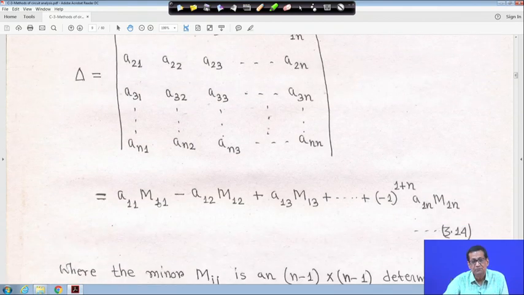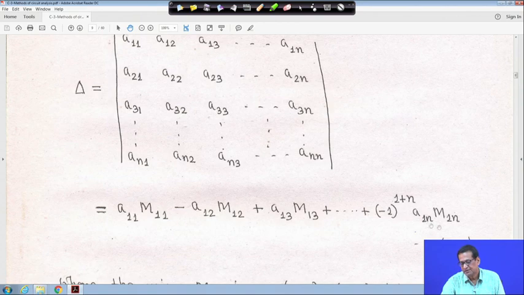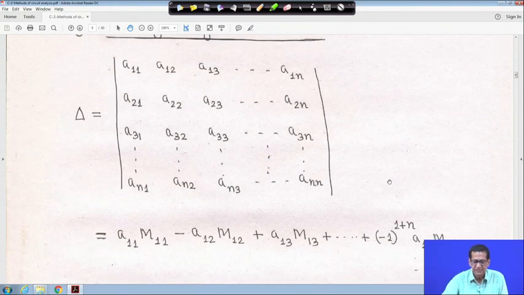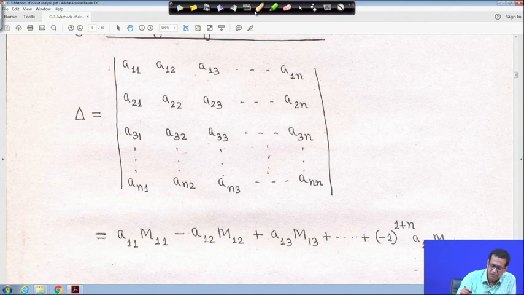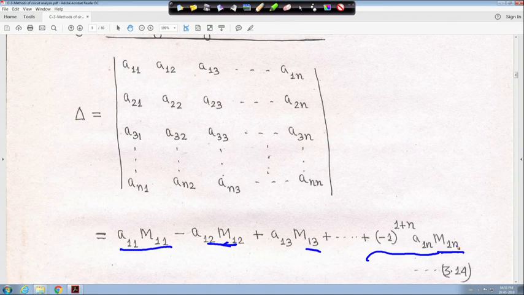So in that case, a11 m11 minus a12 m12 plus a13 m13 plus dot dot dot plus minus 1 to the power 1 plus n, then a1n m1n, right. This determinant, we will see later. Our objective is to find m11, m12, m13, and the last one m1n. Particularly look at the last term, minus 1 to the power 1 plus n into a1n into m1n. If you know the matrix M, then the determinants m11, m12, m13 up to m1n can easily be found, right. So how to get it?